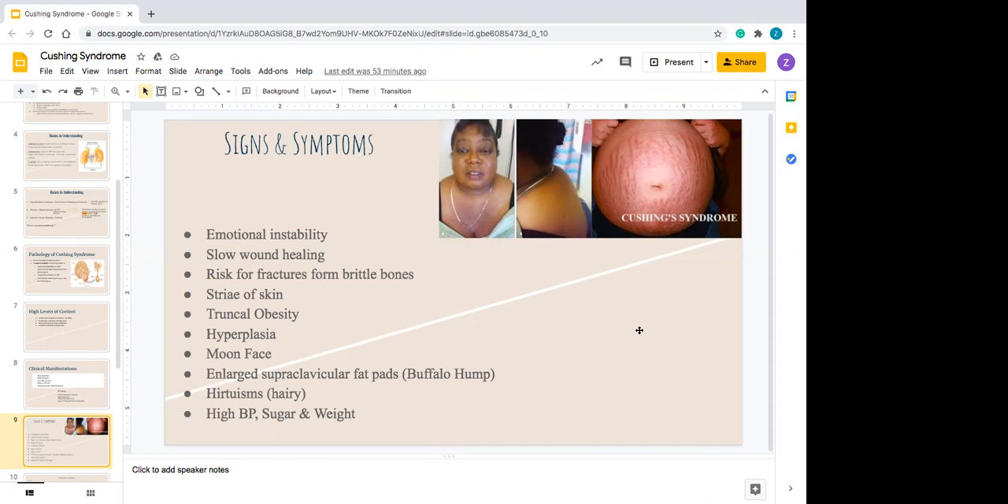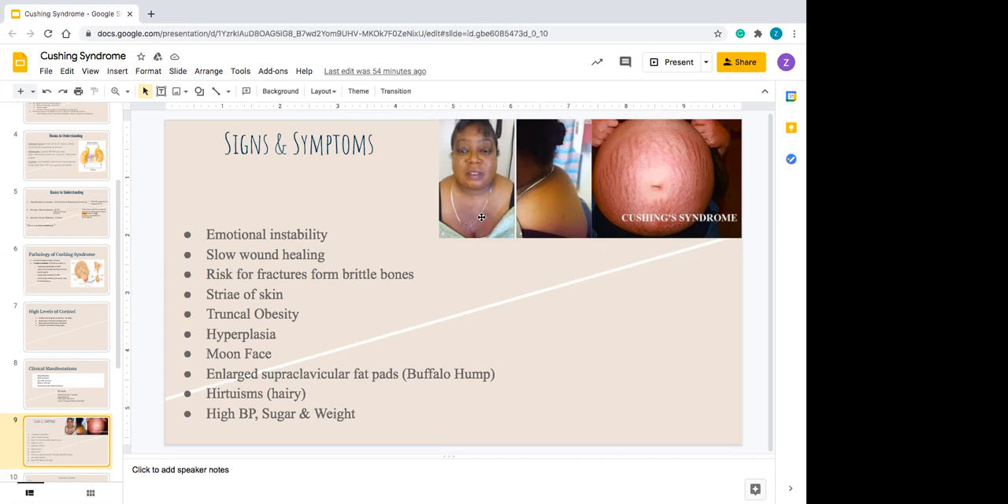So the signs and symptoms: emotional instability, like they do have an increased level of cortisol hormones, so they're normally stressed. Slow wound healing, and that could also contribute to the high glucose levels. Risk for fractures from brittle bones, and the striae of the skin. If you look at the photo over here that says Cushing syndrome, it's those indentations or marks that you see within the skin, and a truncal obesity. So abdominal obesity, also they have the round abdominal protrusion, and hyperplasia, moon face is actually a key factor.